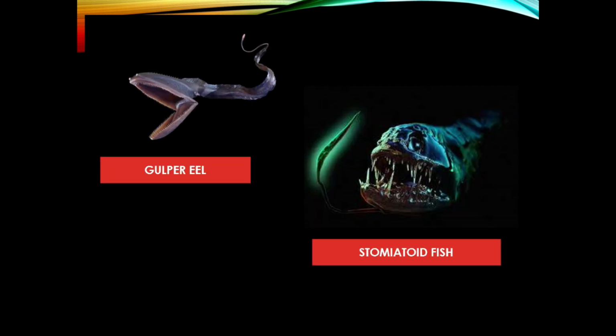These are some examples of the organisms that can be found in the deep sea. The one on the left is called the gulper eel, and on the right-hand side is the stomatoid fish.